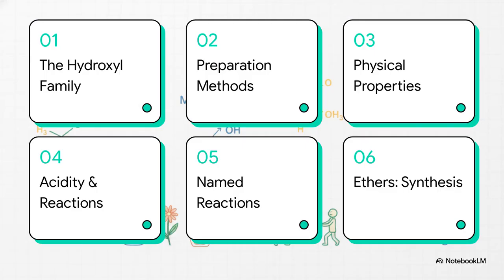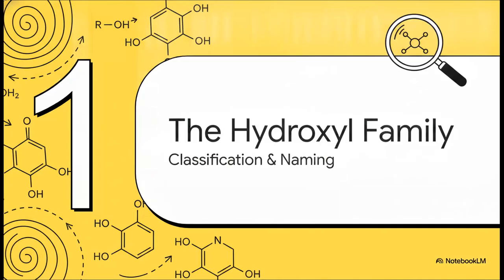All right, here is our syllabus roadmap for today. First, we'll meet the hydroxyl family. Then, we'll cover methods of preparation, physical properties, acidity and reactions, important named reactions, and finally, ethers, synthesis and cleavage. Let's jump right into Section 1, Meet the Hydroxyl Family, where we'll look at classification and IUPAC naming.